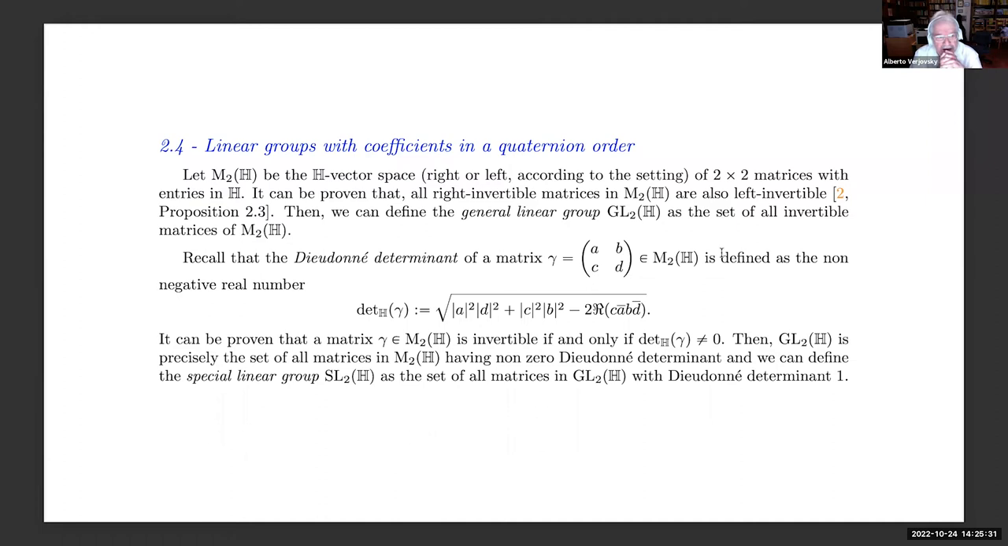So here we go. So consider the set of 2 by 2 quaternionic matrices. So matrices of the form A, B, C, D, where A, B, C, and D are quaternions. Then we define the general linear group of quaternions as the set of invertible matrices of that. Well, in order to have a well-defined notion, the important notion is the Dieudonné determinant of a quaternionic matrix. This is given this way. This generalizes the natural determinant.